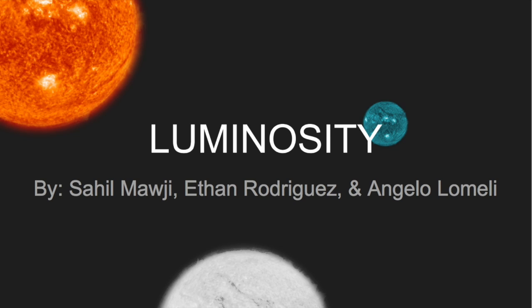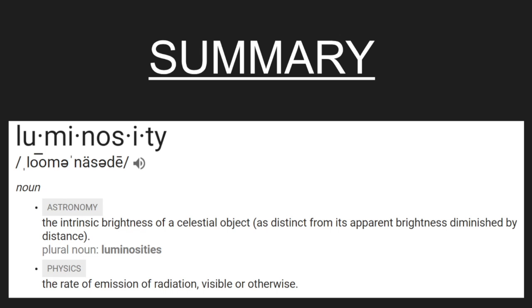Hello, my name is Sahil Mauji, and the concept that my group and I struggled most to understand is luminosity. Angelo Lomelli. Summary. Luminosity. Noun. The intrinsic brightness of a celestial object, as distinct from its apparent brightness diminished by distance. The rate of emission of radiation, visible or otherwise.